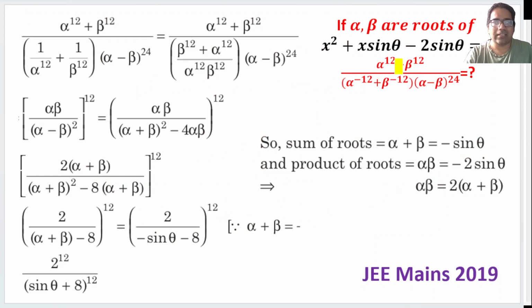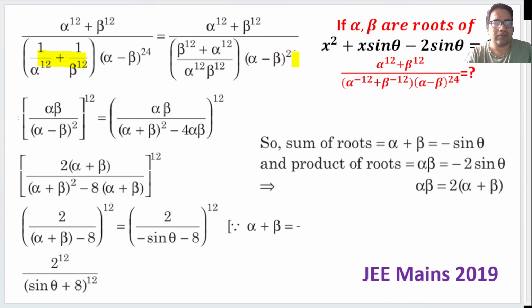This one we can write as alpha power 12 plus beta power 12, let the numerator be as is, and the denominator 1 by alpha power 12 plus 1 by beta power 12. Alpha power minus 12 is 1 by alpha power 12. And alpha minus beta whole power 24, let it be as is. Then if we take the LCM, the denominator is beta power 12 plus alpha power 12 by alpha power 12 beta power 12. Rest all will remain as is. Now this part and this part will cancel each other, and this will go to the top. Alpha power 12, beta power 12 by alpha minus beta whole power 24.